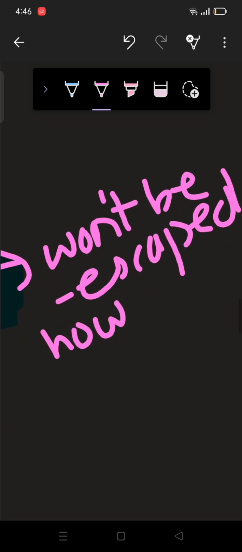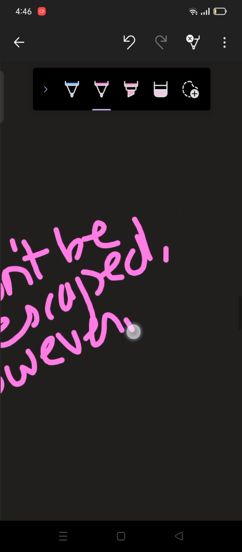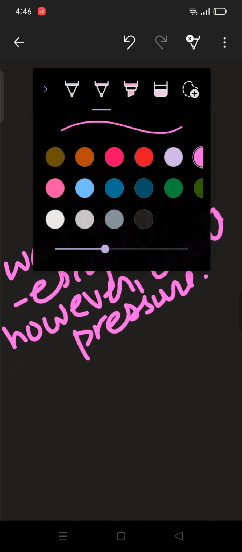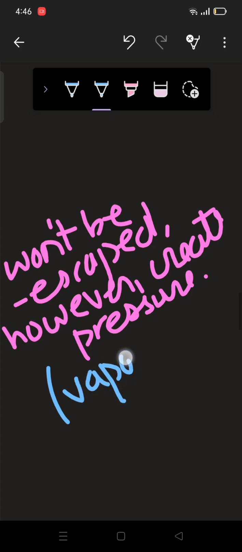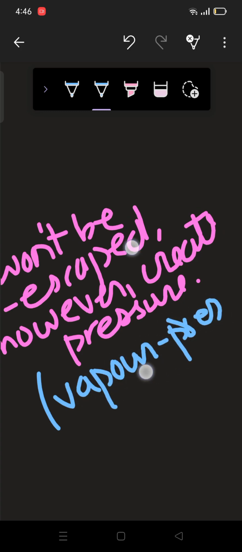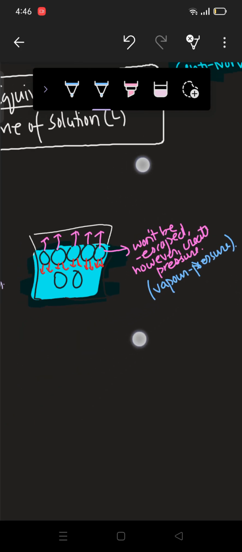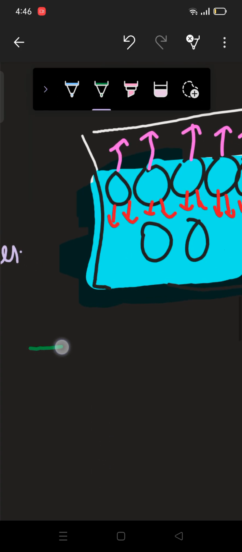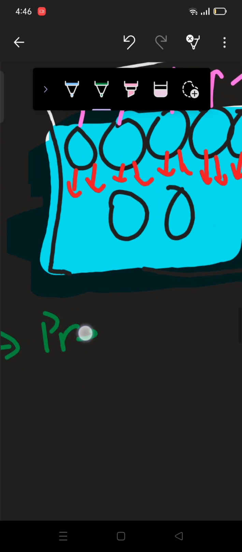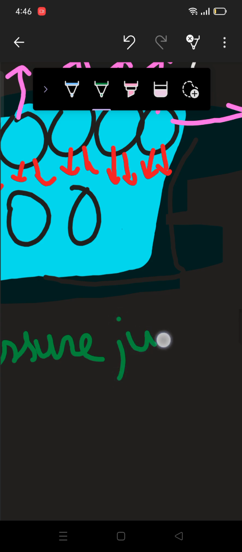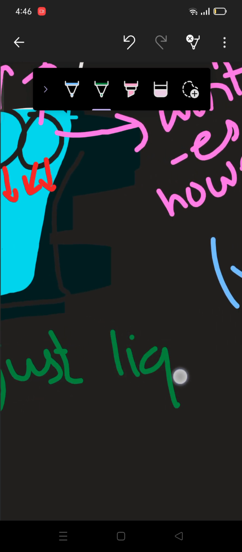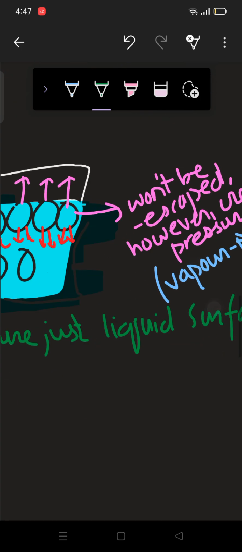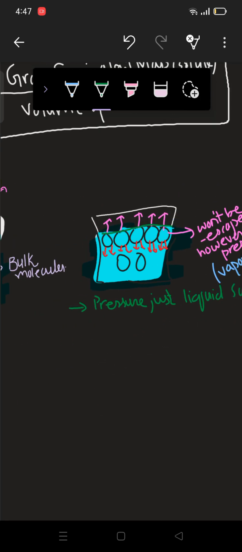However, they will create pressure, and this is what we call the vapor pressure. Very simple, right? This is what we call vapor pressure. Now see, what's the definition of vapor pressure? The definition of vapor pressure states that it is the pressure just above the liquid surface, which means here, right, the pressure just above the liquid surface.